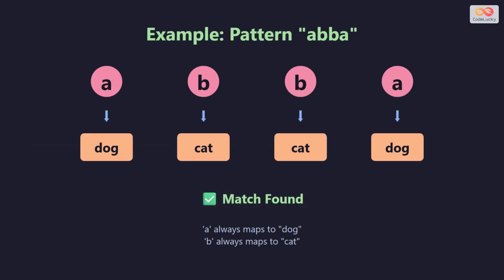Let's look at a successful example to clarify. If our pattern is abba and our string is dog, cat, cat, dog, we can see a clear relationship. The letter A maps to the word dog and the letter B maps to the word cat. The pattern repeats, A then B then B then A. The words follow the exact same order. Dog then cat then cat then dog. This returns true.